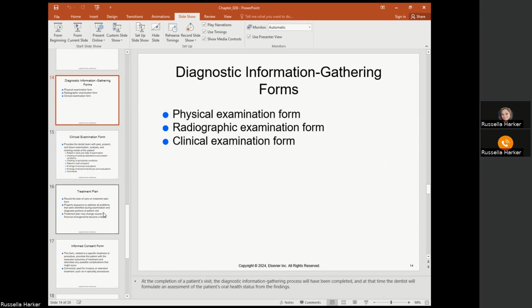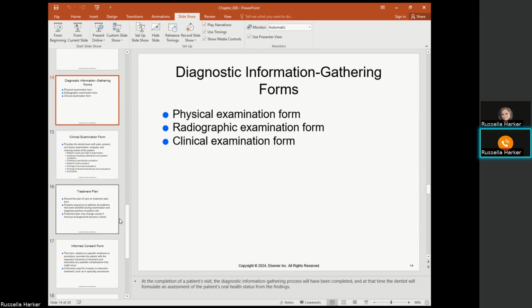With diagnostic information gathering forms, we have the physical examination form, a radiographic examination form, and a clinical examination form. The physical examination form is going to be filled out for each patient as they come in to have their treatment done.